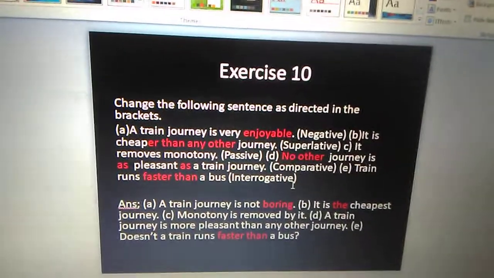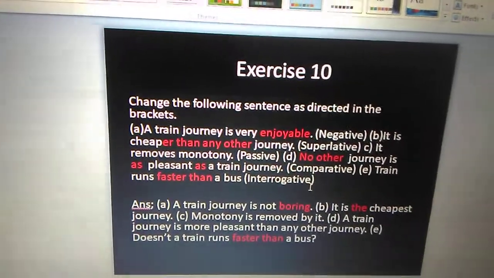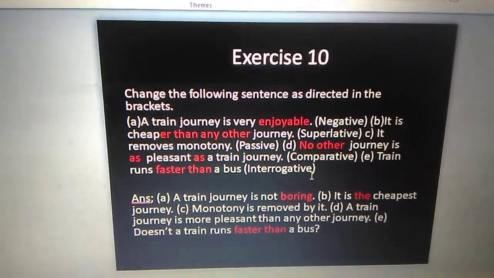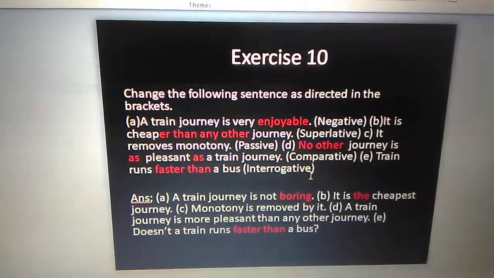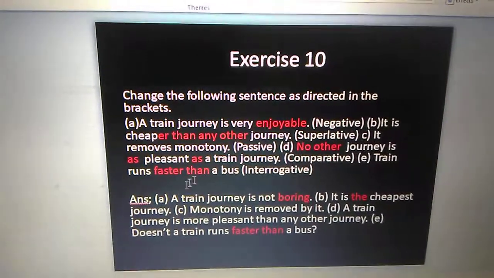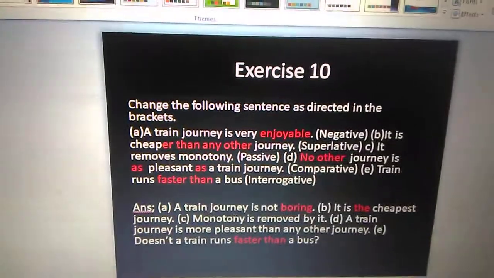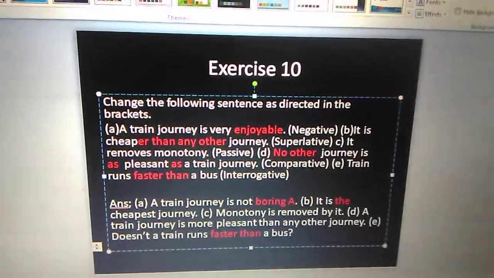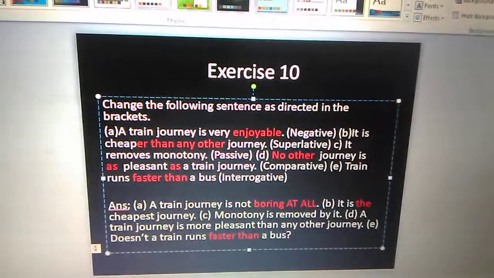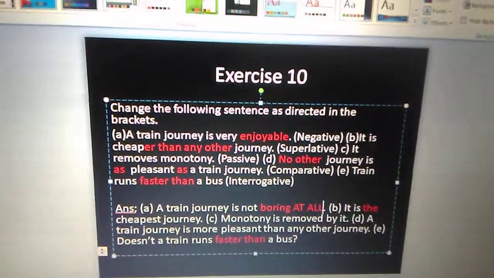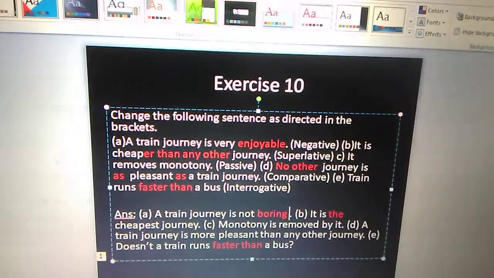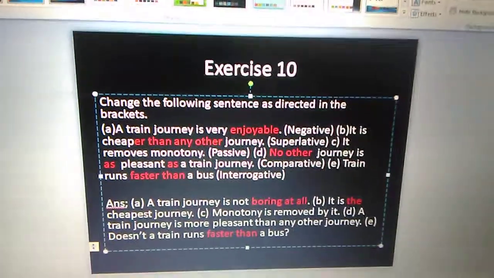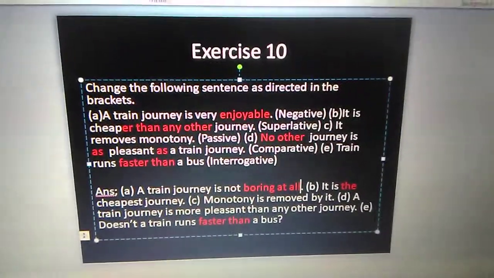Let's go for exercise 10. A train journey is very enjoyable. Negative. So you have to use the opposite word. What is the opposite word of enjoyable? Boring. So a train journey is not boring at all. So we have to write here "at all" as "very" is there. So a train journey is not boring at all.